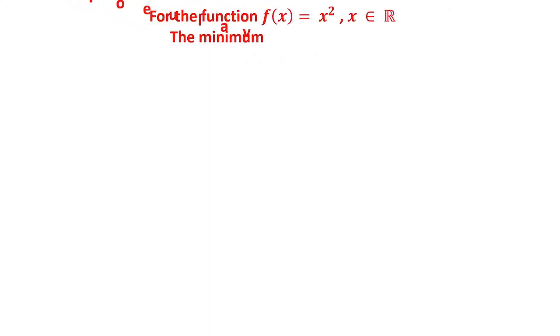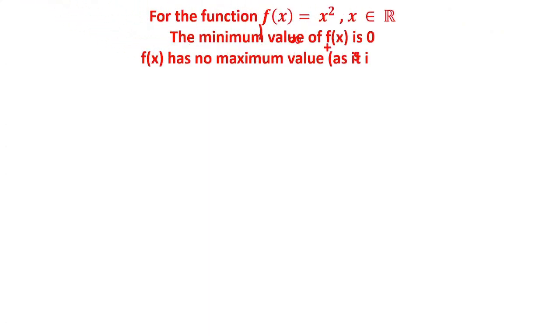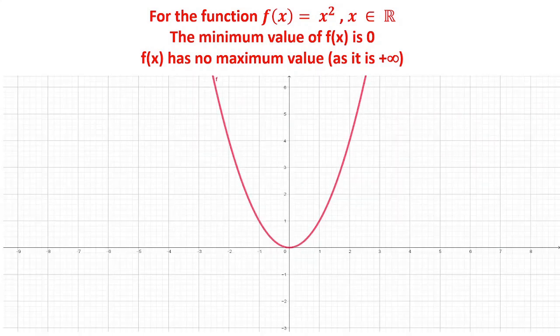Well, for the function f of x is equal to x square, sometimes we may have a doubt whether a particular function will always have a maximum value, always an extreme value. Now the minimum value is 0 for f of x is equal to x square, but it has no maximum value as it goes to infinity. You are seeing that the minimum value is at the origin, but the maximum value goes up, therefore there is no maximum value.